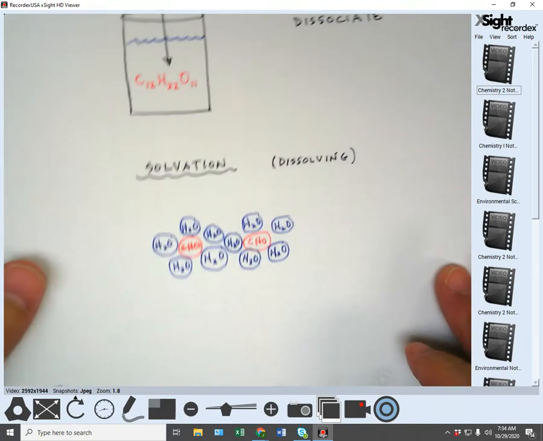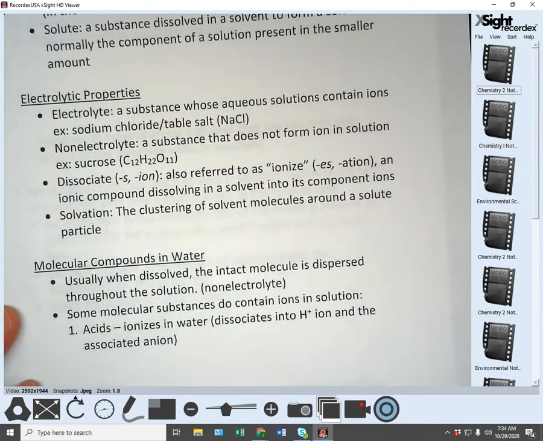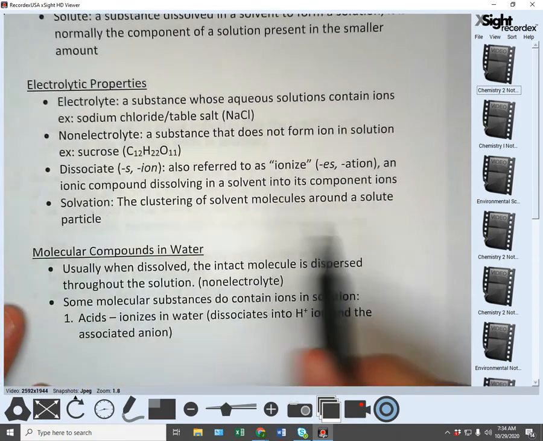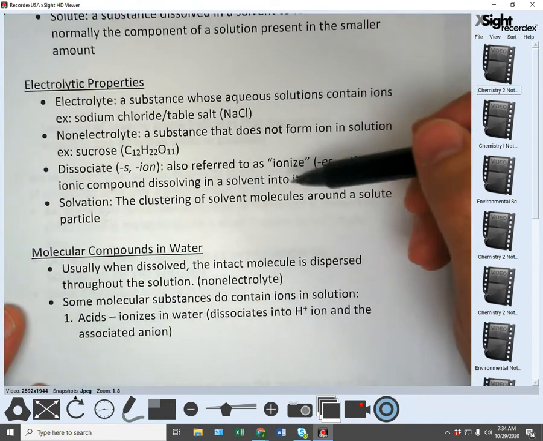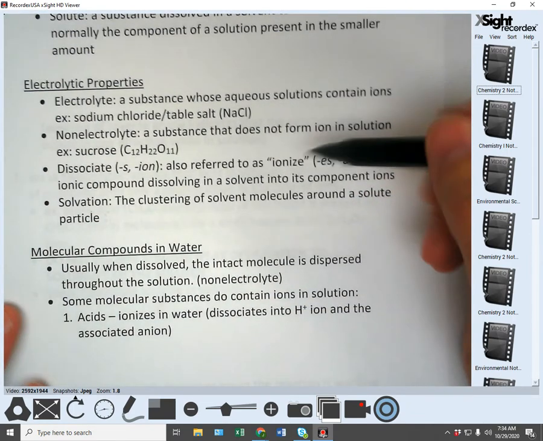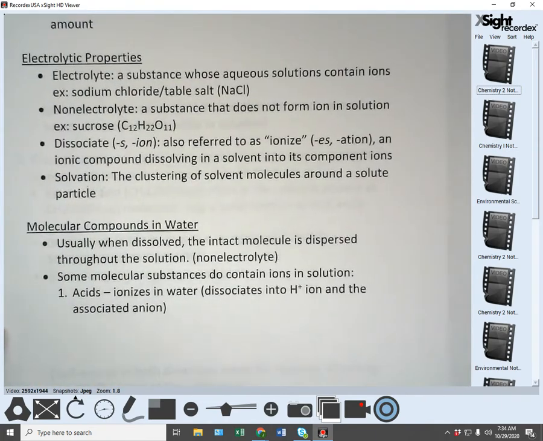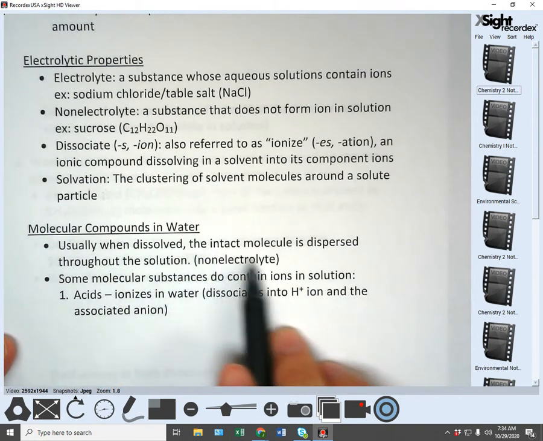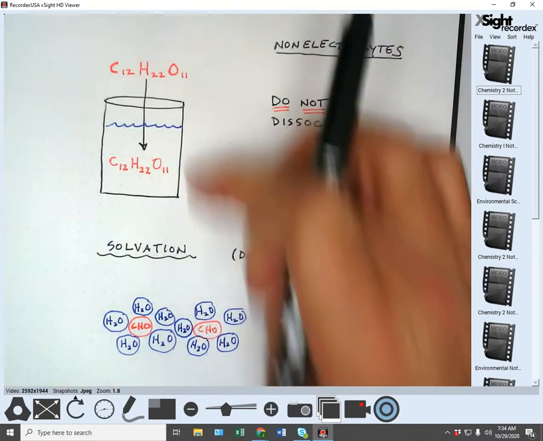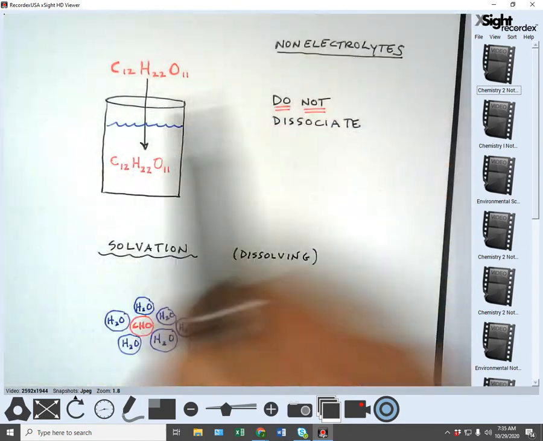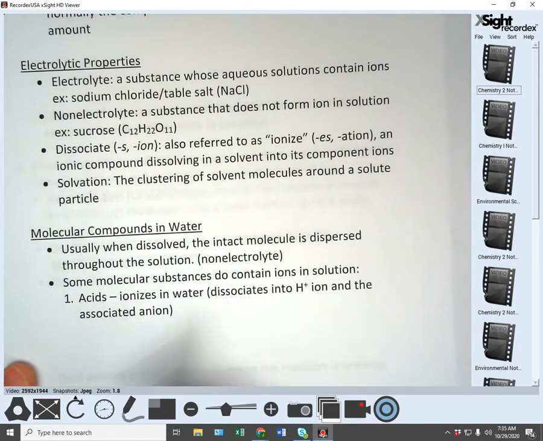Okay. So the clustering of solvent molecules around a solute particle. Solvation happens whether it ionizes or it doesn't. All right. Moving on. Molecular compounds in water. Usually when dissolved, the intact molecule is dispersed throughout the solution, a non-electrolyte. So that's what we were talking about here. It doesn't dissociate, but it's dispersed throughout it so you can't see the individual particles. So it's dissolved for a non-electrolyte.